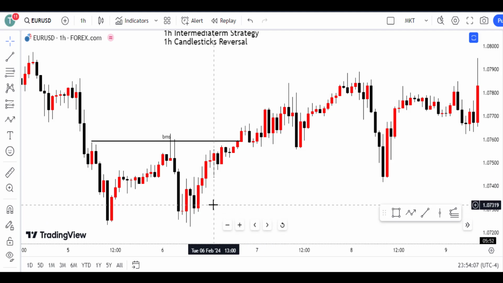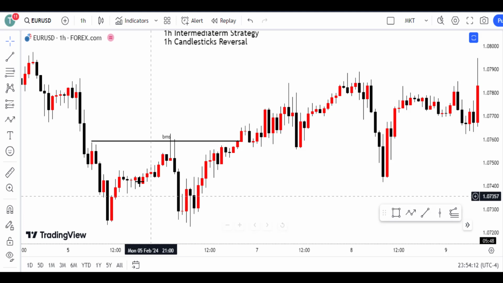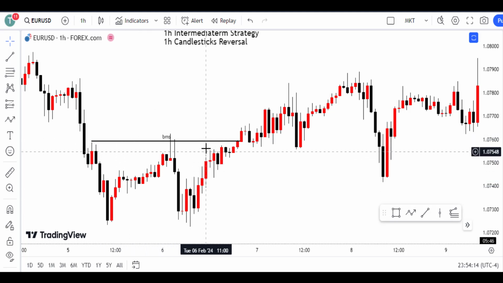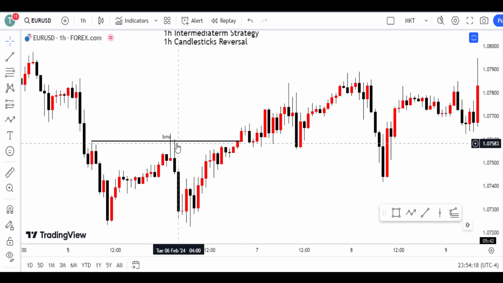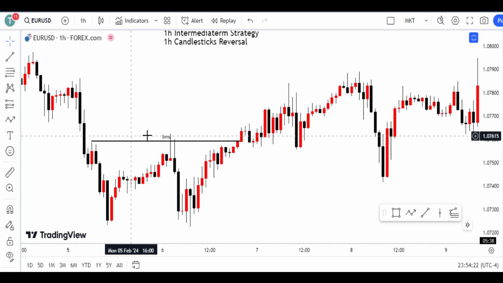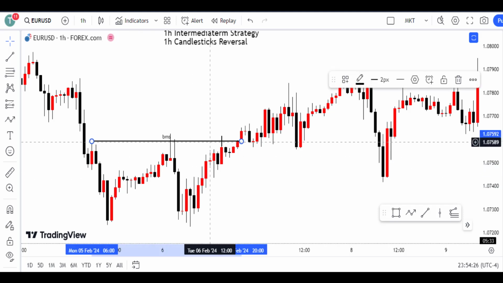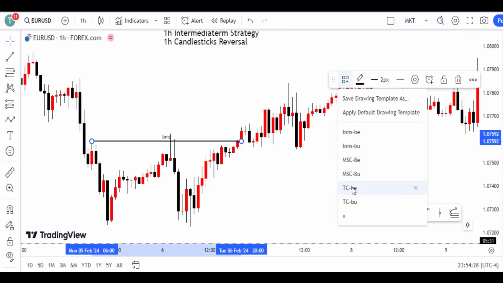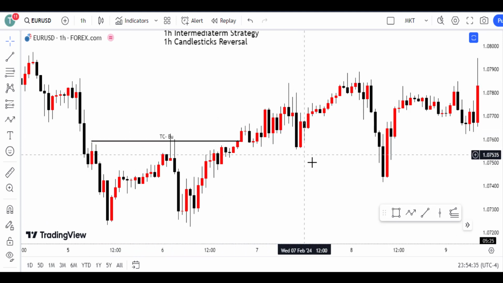So in this example, let me talk about it. Remember, when price was moving from highs to the lows, know that this is not a BMS. Like I said, this is not a BMS. The reason why I placed this BMS is so that you understand what is a break of market structure and what is not a break of market structure. This is TC bullish. Are you getting me? TC bullish, which is called trend change.